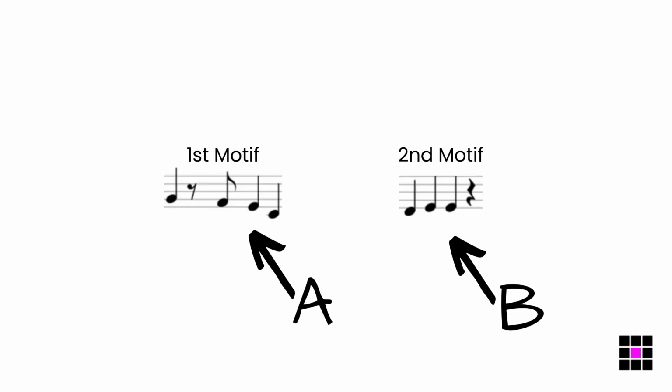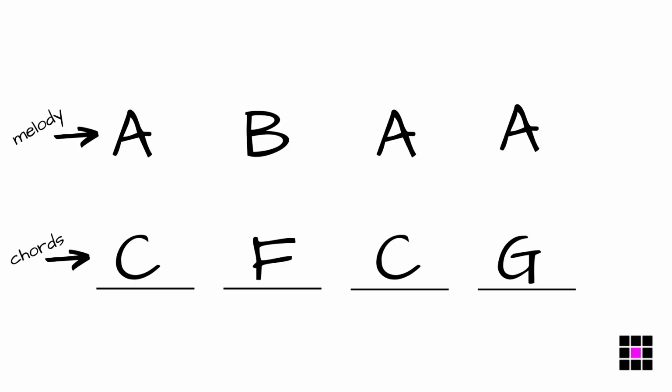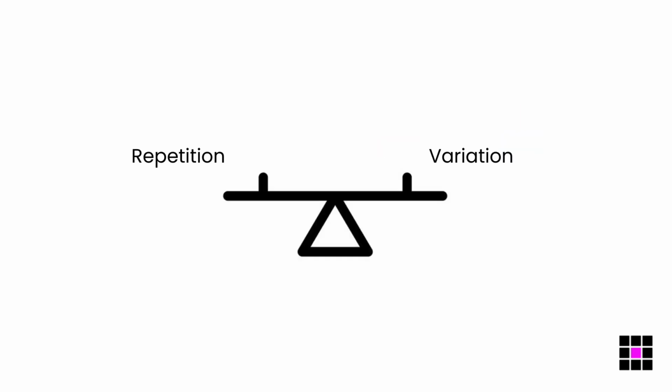So for me, that's the one that goes da da da. So let's try a different combination. Let's try A, B, A, A. So for me, that'll sound like this. See how that immediately sounds a little bit more interesting than what we first had?